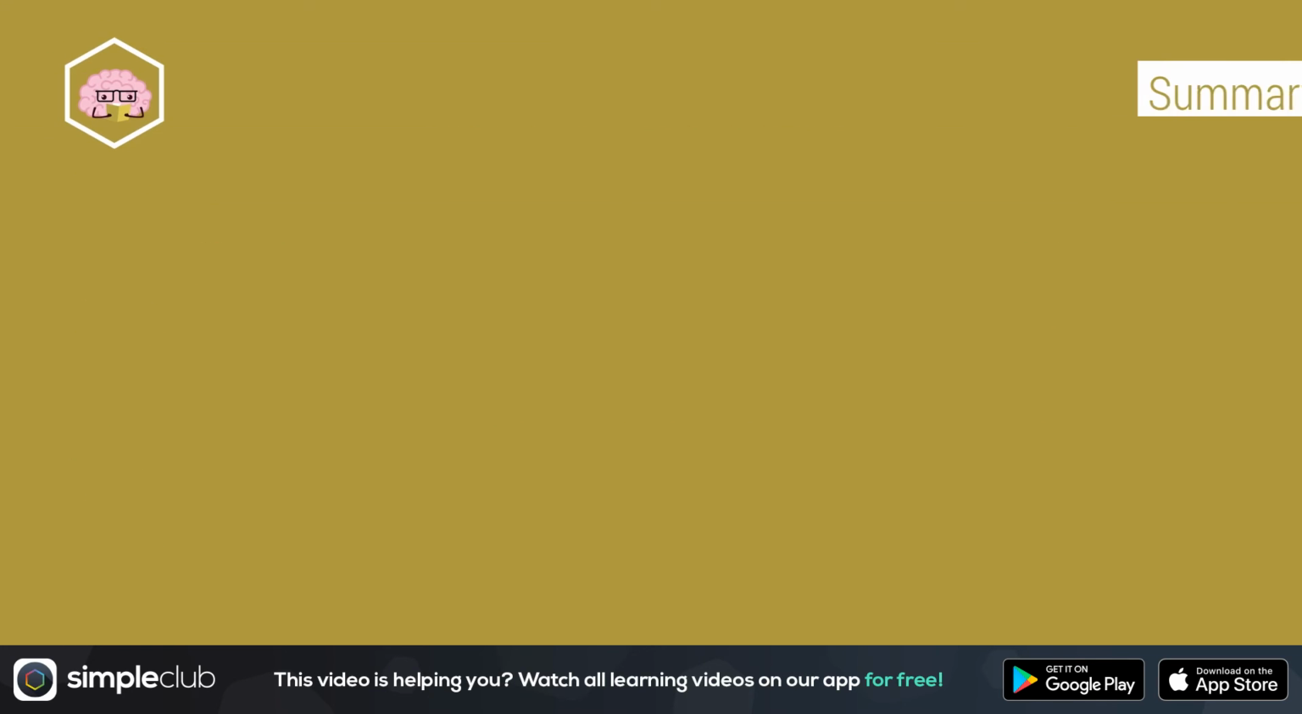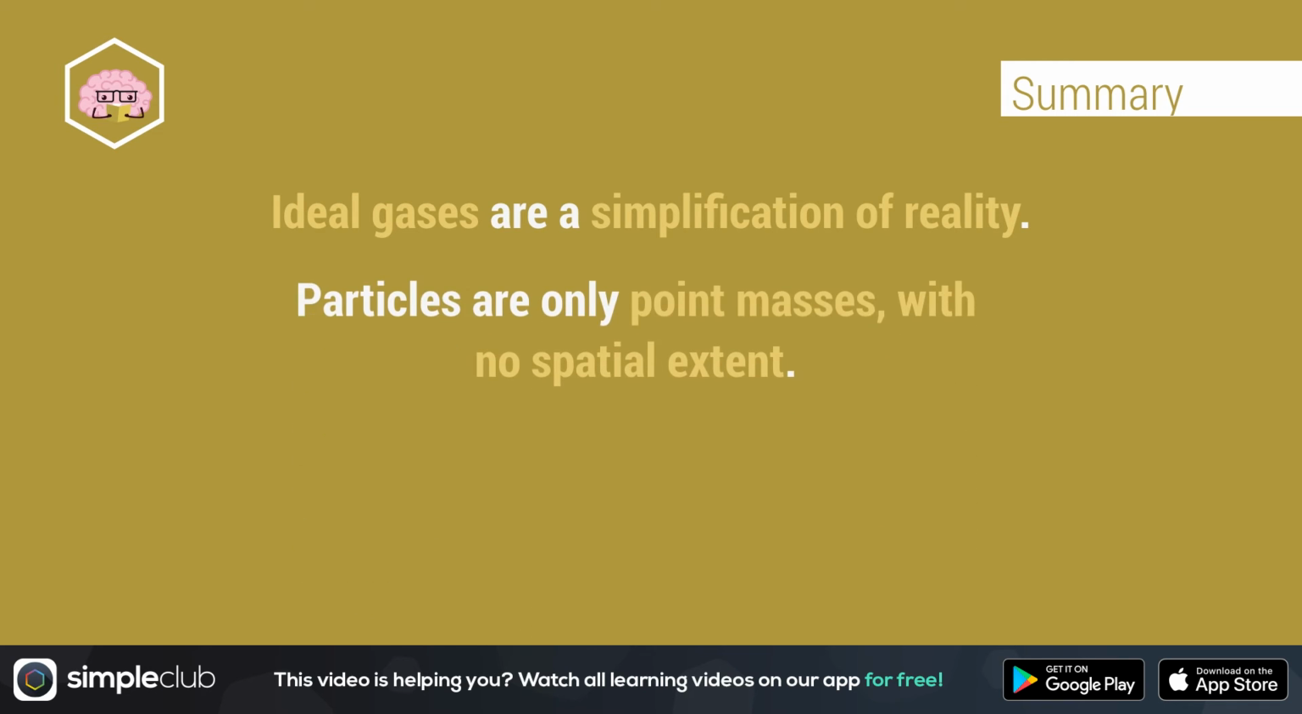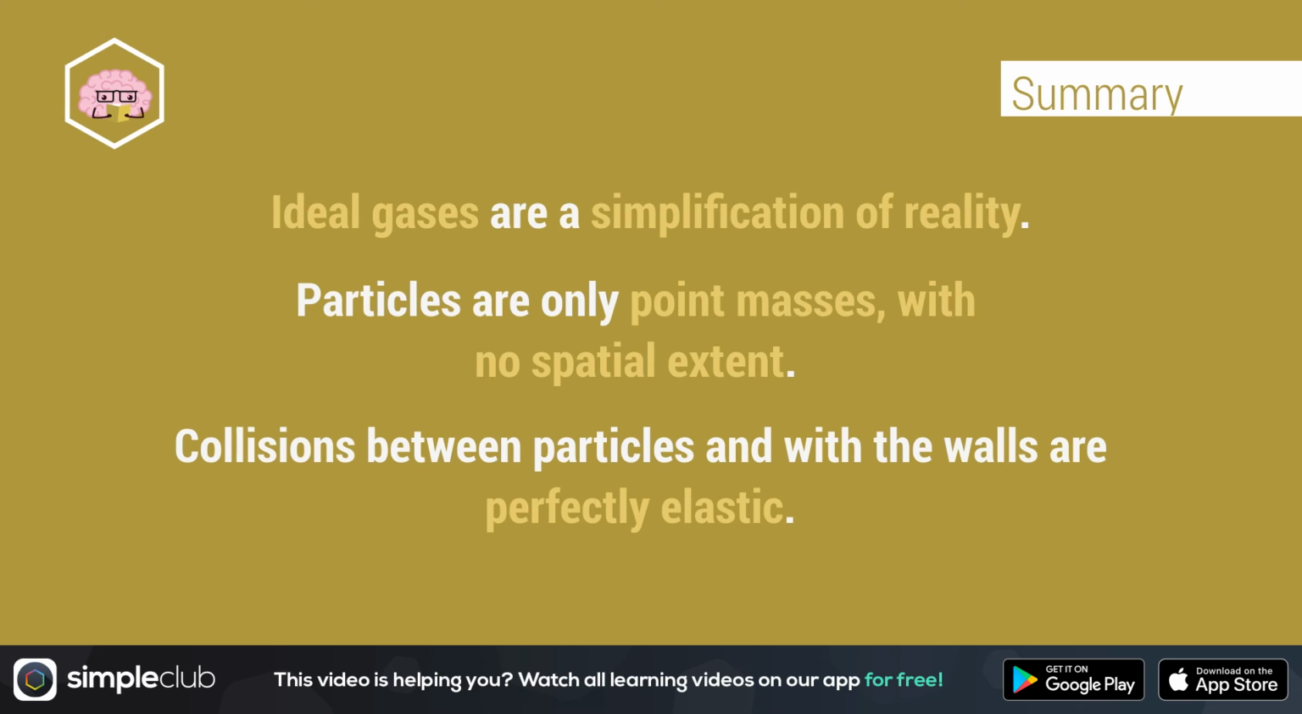Now let's put all of that back together. Ideal gases are just a simplification of reality to help simplify our calculations. The important simplifications are that these particles of gas are only point masses with no spatial extent, and that the collisions are perfectly elastic. Otherwise, the things fly straight ahead with a constant speed until something happens.